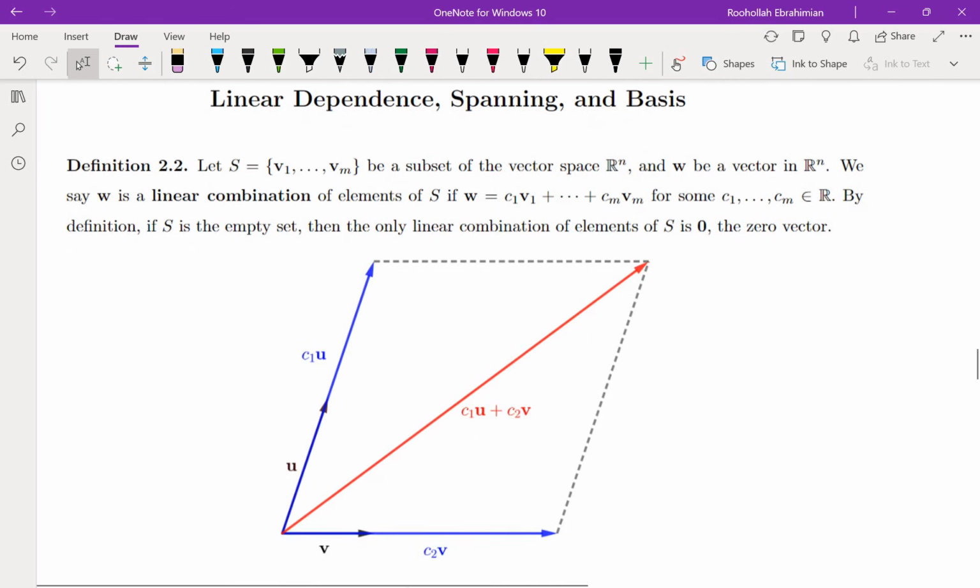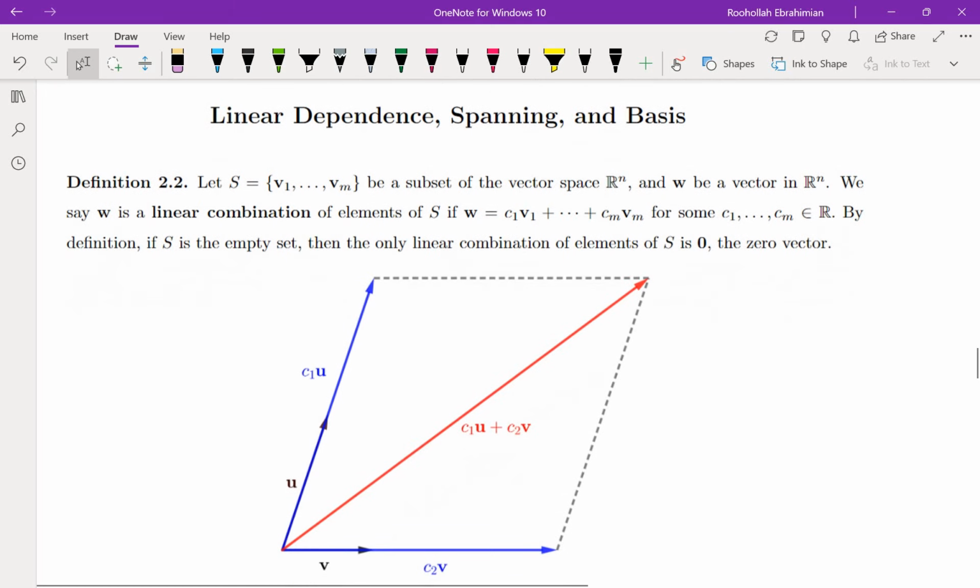So we are done with the definition of a subspace and the subspace criterion. Now we want to understand linear dependence, spanning, and basis. So first, what is a linear combination of two vectors? Here's the visualization of what it is. A vector w is called a linear combination of vectors v1 through vm if w is c1 v1 all the way to cm vm, where c1 through cm are real numbers. If the set is empty, if there are no vectors in a set, we say the linear combination of those vectors, which would be the empty set, would be just the zero vector.